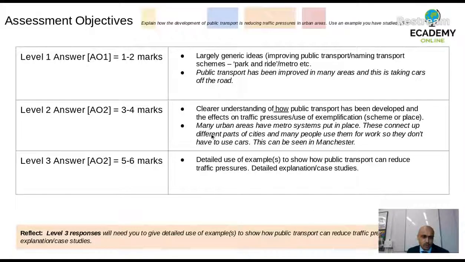For example, you'll refer to many urban areas have metro systems put in place. These connect up different parts of cities, and many people use them for work, so they don't have to use cars. This can be seen in Manchester, for example. Now, this is better than the previous one. At least it contextualizes it in a place, but then it talks about many urban areas rather than focusing on a specific urban area. Remember that for a level 3, you've got to focus it in on a particular example. It can't just be a generic one.